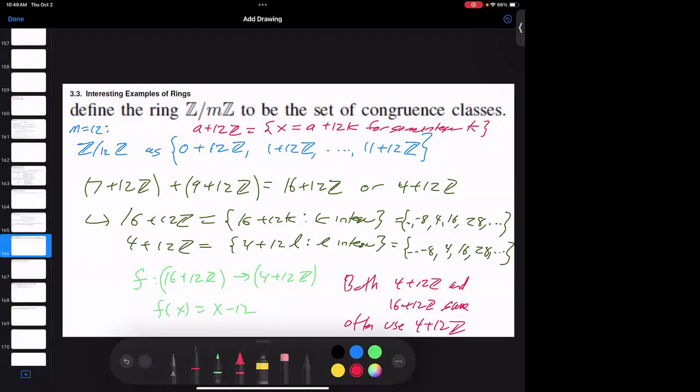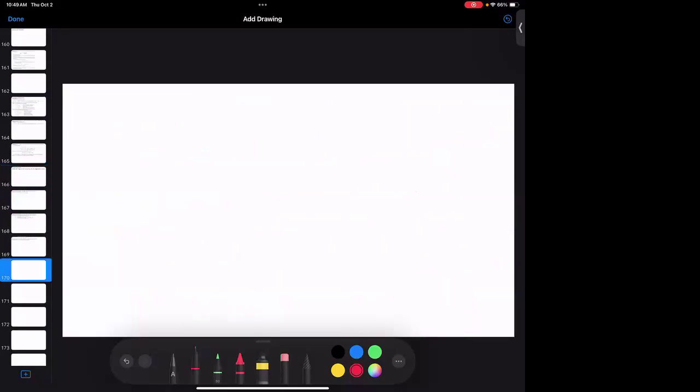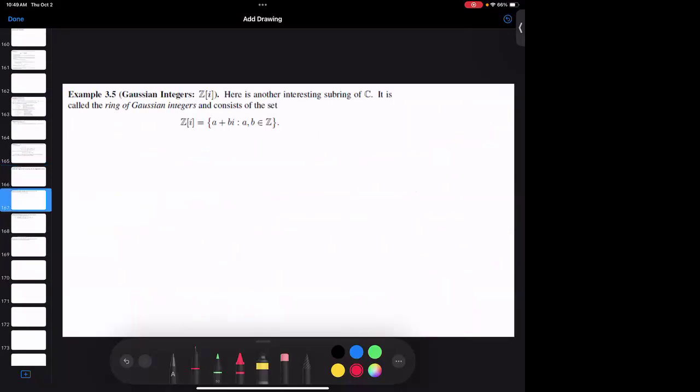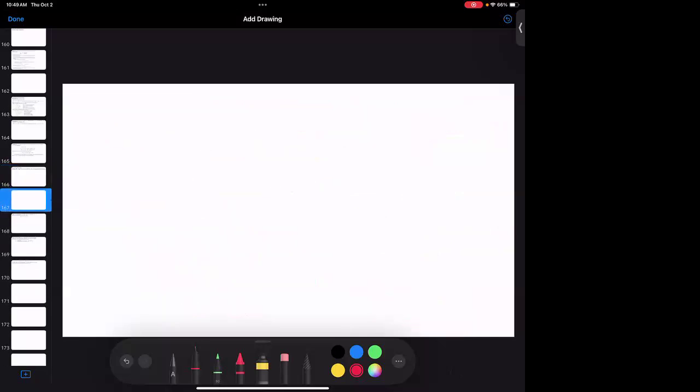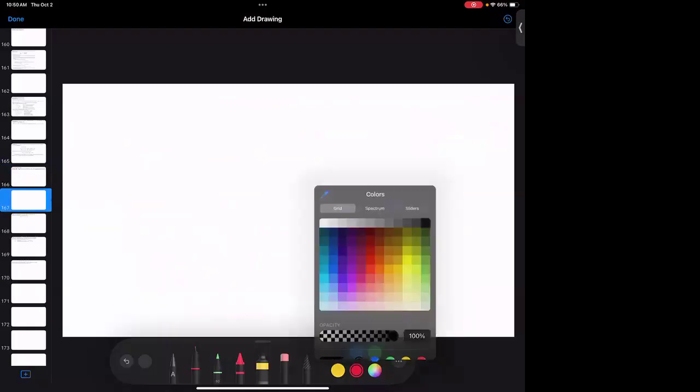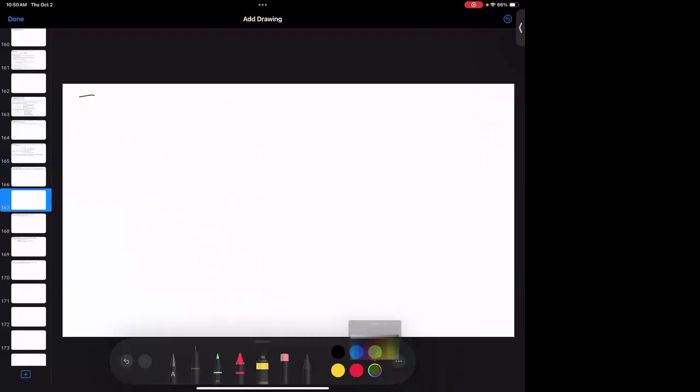So in addition to adding two elements, what could I do next? I could multiply. What if we multiply? So what do you think? 7 plus 12Z times, what was the other one, 9 plus 12Z? What do you think that should equal? What would you guess?